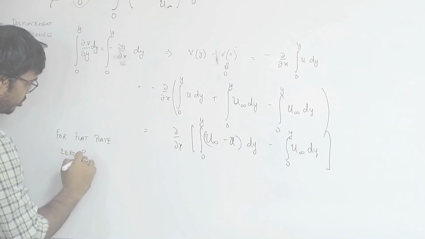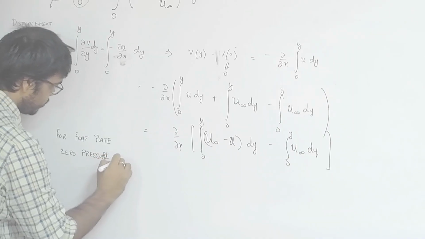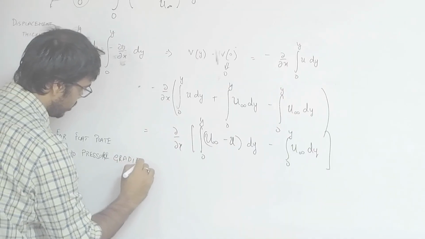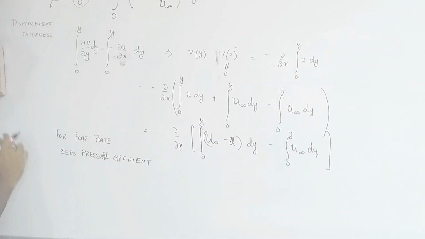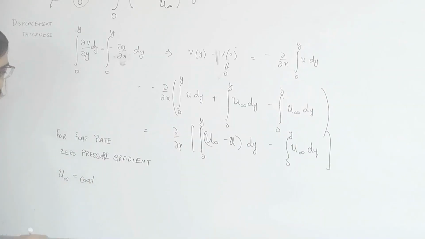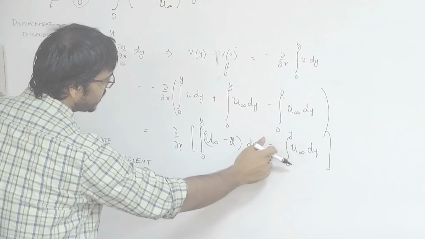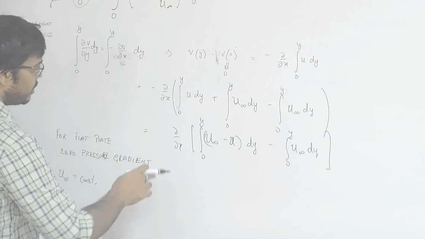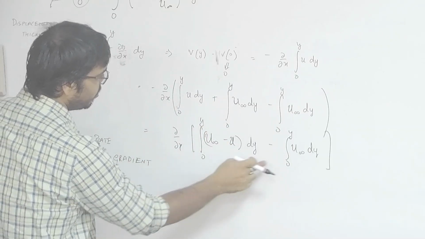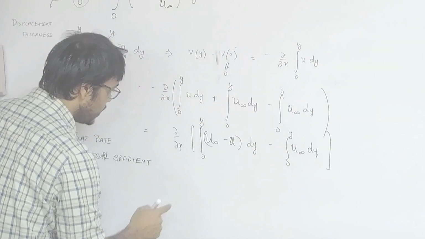So when you have 0 pressure gradient and for a flat plate, basically we are looking at the special case where u infinity is a constant. So when u infinity is a constant, I can pull this u infinity out of the integral. Let us just simplify this. Now let me take this del by del x inside and look at this quantity.